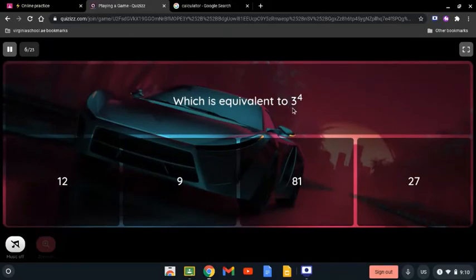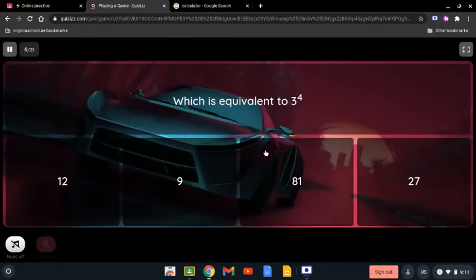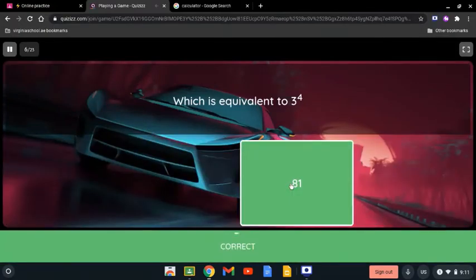Which is equivalent to 3 to the power of 4. So what we have to do is multiply 3 by itself 4 times. So 3 times 3 times 3 times 3. You can always use a calculator just to make sure. So 3 times 3 times 3 times 3, 1, 2, 3, 4, and the power is 4. The answer is 81, so we're going to pick that.